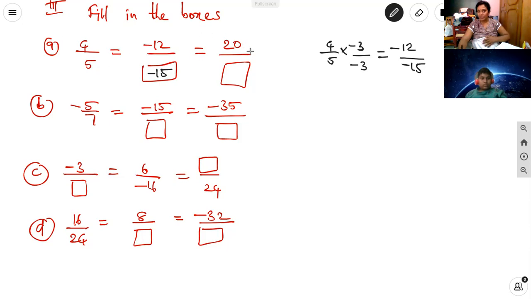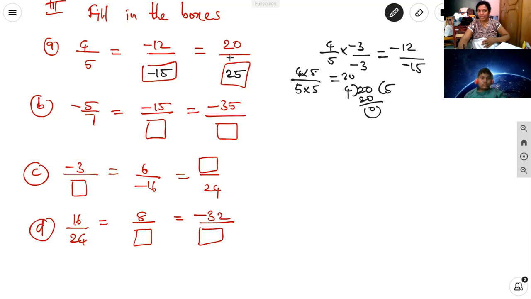Again, 4 how much is 20? 20 is divided by 4. 4 5s are 20. So you should multiply 4 into 5, then you get the numerator value. The denominator is also multiplied by the same number, 5. So 4 5s are 20, 5 5s are 25.